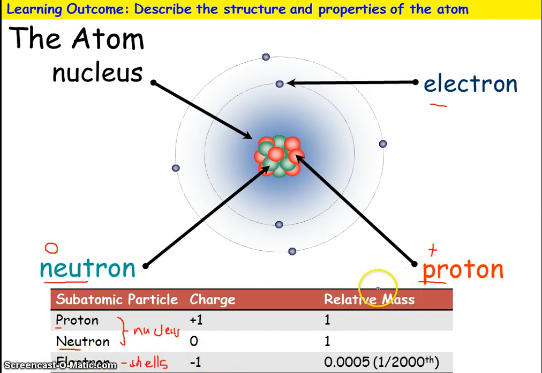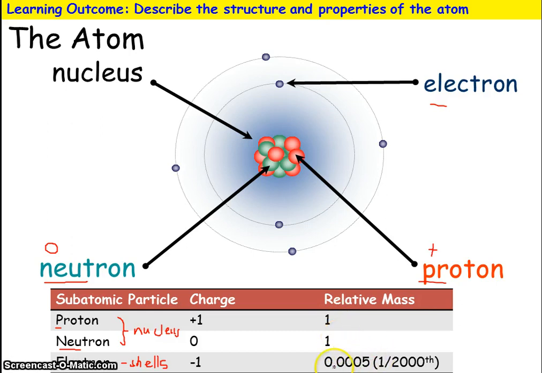The last thing you need to know about these particles is their mass. So if we compare their sizes, protons and neutrons are about the same size. If you put one next to each other, you wouldn't be able to tell the difference. So we say that they both have a mass of 1. Okay. Electrons, however, are far, far smaller. They're 2,000 times smaller. So compared to a proton and neutron, an electron is really, really small.